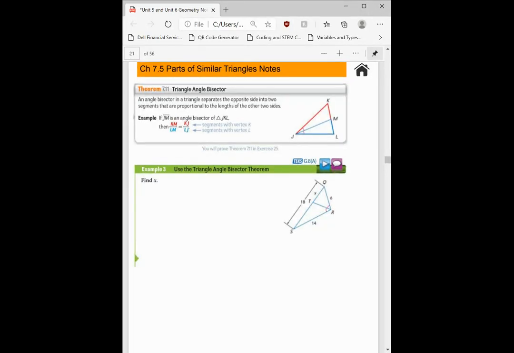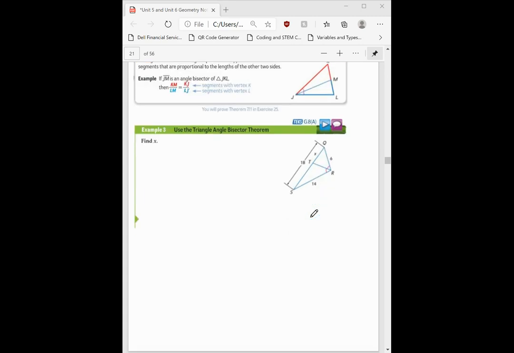Let's go ahead and look at this theorem here. It says an angle bisector in a triangle separates the opposite side into two segments that are proportional to the lengths of the other sides. So we're going to use this theorem to do example 3. In example 3, it wants us to find x. Since RT is an angle bisector of triangle QRS, you can use the theorem above to write a proportion.